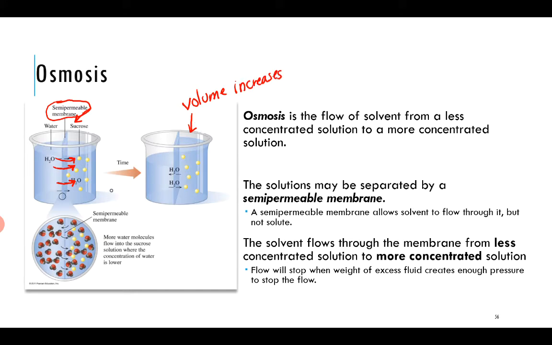On the side that has higher solute concentration, since that side increases in volume, there's more weight of the solution on that side. And eventually, that extra solution is going to weigh so much that it's going to stop the flow. It's like, I can't flow anymore. So that's going to push back and prevent water from continuing to flow into that side. And so we say that this side has the higher osmotic pressure.